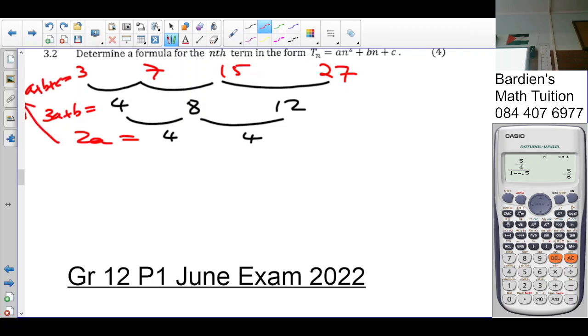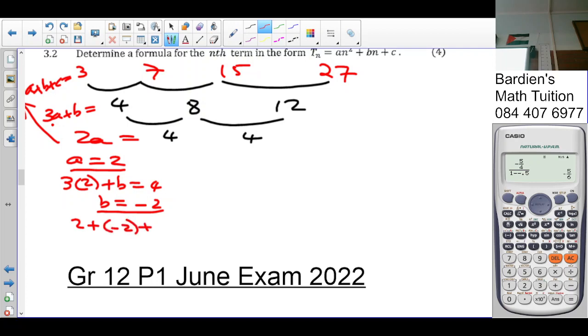Bottom up. So 2a is equal to 4, so a is equal to 2. So 3 times 2 plus b is equal to 4, so b is going to be negative 2. Then we know that a plus b plus c is equal to 3, so c is 3. Therefore Tn is equal to 2n squared minus 2n plus 3.